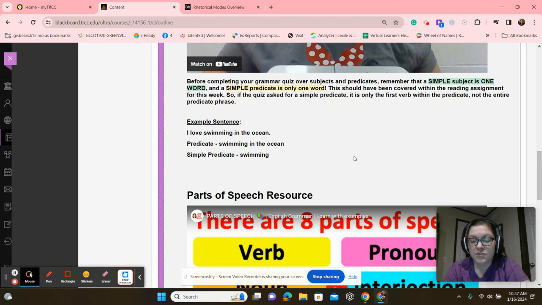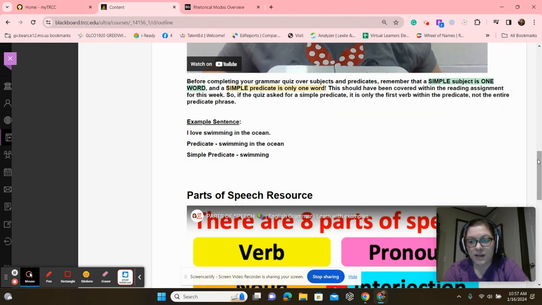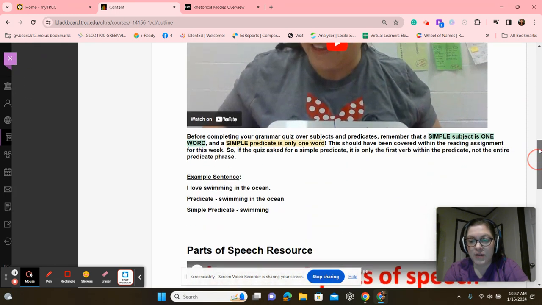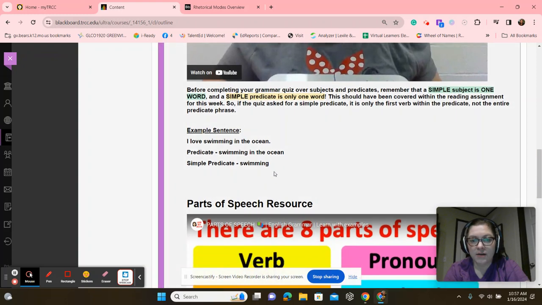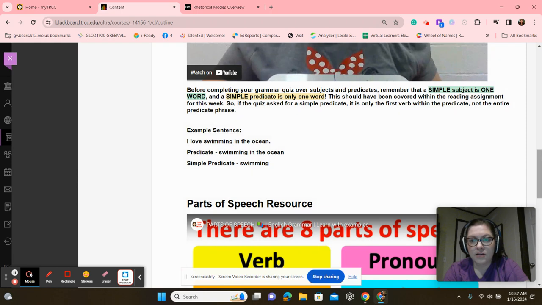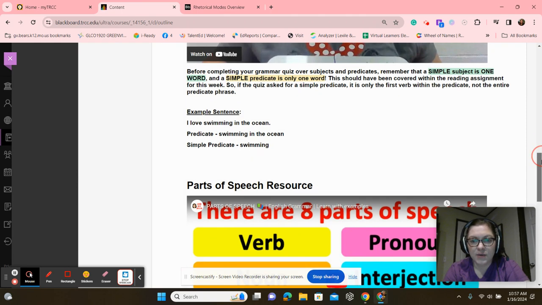So, although a subject or predicate could be made up of multiple words, a predicate could be an entire phrase, like in "I love swimming in the ocean." The predicate is "swimming in the ocean," but the simple predicate would just be the word "swimming," so the main verb in that predicate phrase. This is all things that are likely to be in your reading for this week, but I just wanted to throw that out here to let you know that it is going to be important when it comes to taking the quiz over subjects, predicates, and what's going to be asked of you this week.